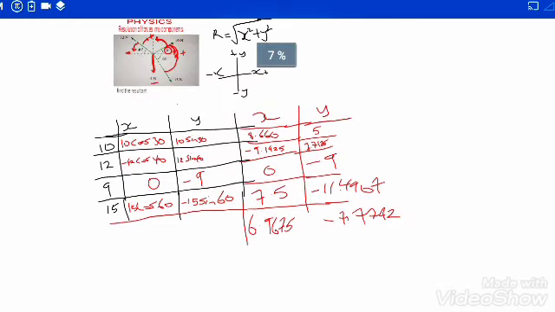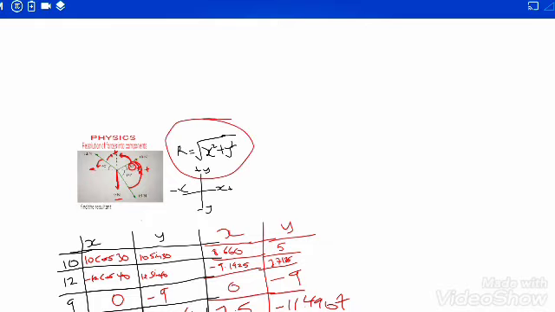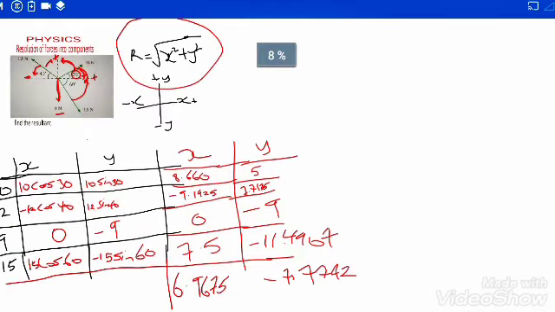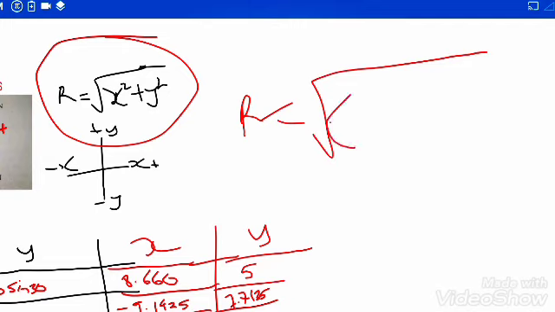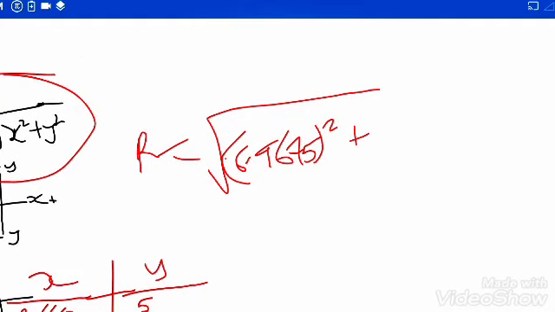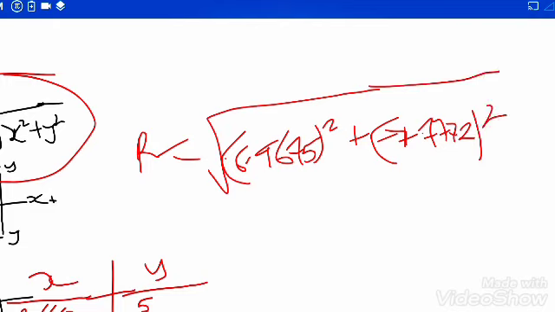All right, we said that the resultant is this, so we are going to square them. So our resultant R is going to be the square root of our x, 6.9675 squared, plus minus 7.7772, so this all squared.